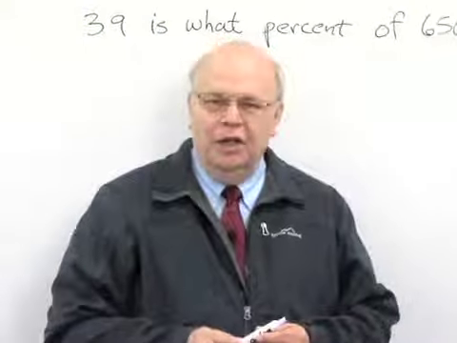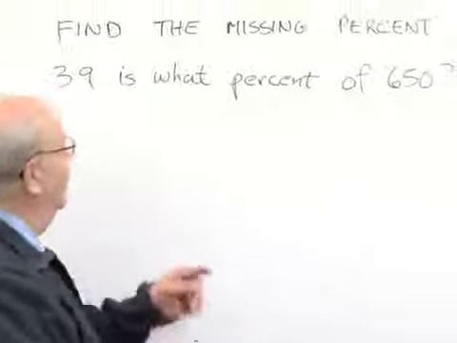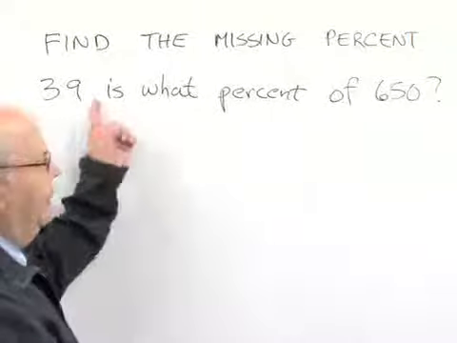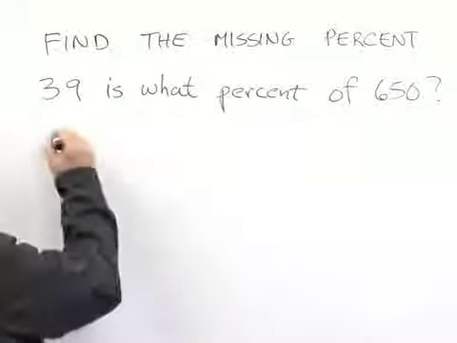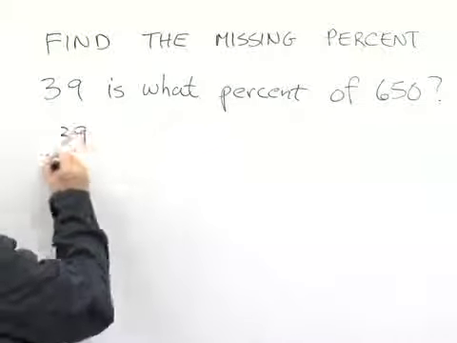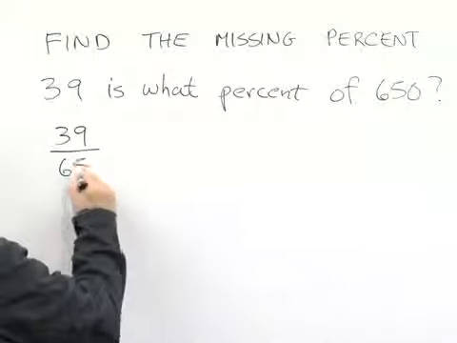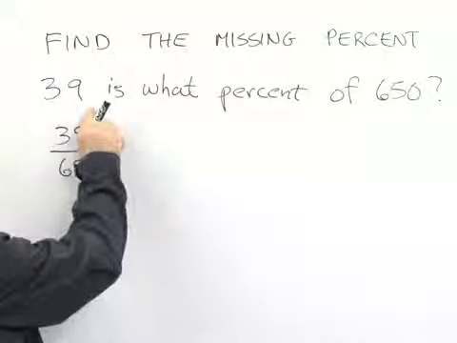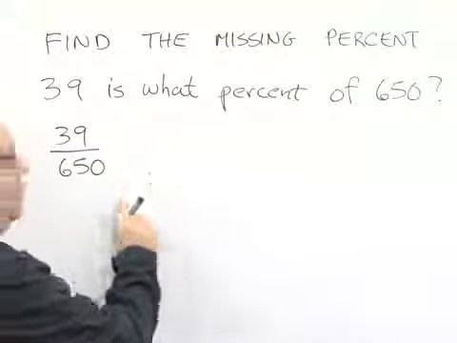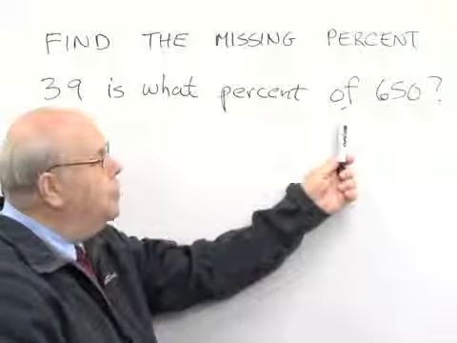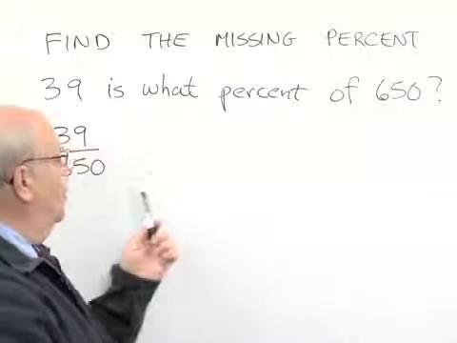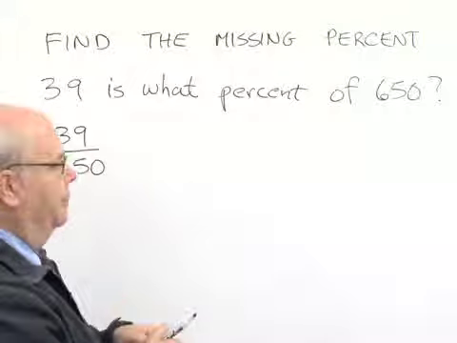Let's see how we actually do this calculation. We have two numbers, 39 and 650. We have to make a fraction. We are going to form the fraction 39 over 650. 39 is in the numerator, 650 is in the denominator. The key is to remember the number that follows the word of. That's always the number that's in the denominator.